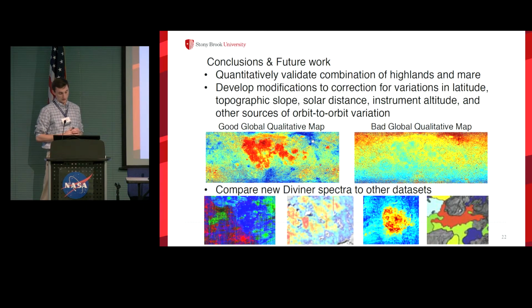And future work will have to investigate how this correction works at higher latitudes and with different sloped areas, as well as other effects that create the orbit-to-orbit striping, like the solar distance and instrument altitude, which I haven't accounted for in this correction. There are plenty of other lunar remote sensing data sets that we can use to validate and compare this to and solve lots of other problems in lunar science. So with that, ready for questions.